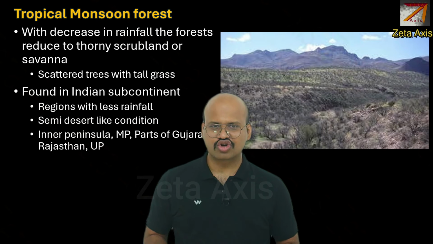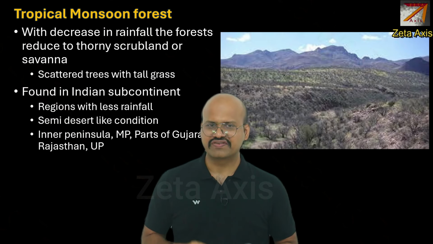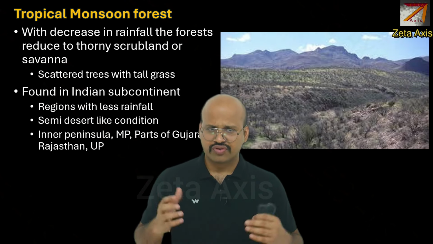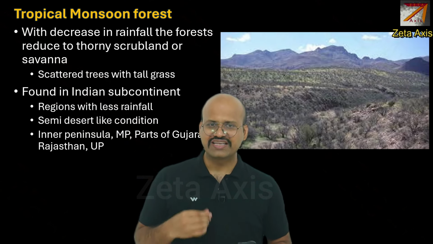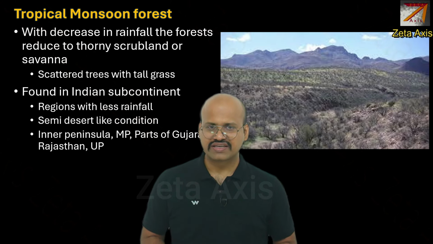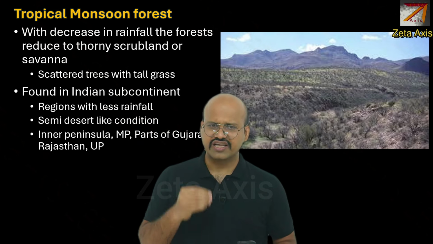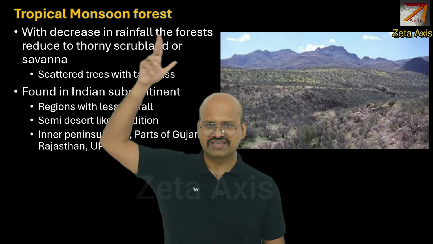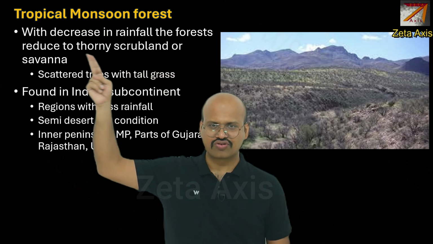Now even within the tropical monsoon region, there are regions which receive less rainfall, as you move more polewards or you are on the leeward side of the mountains, like our central peninsular region. So there the rainfall is less. So when there is a decrease in the rainfall, the forests reduce to thorny scrublands.